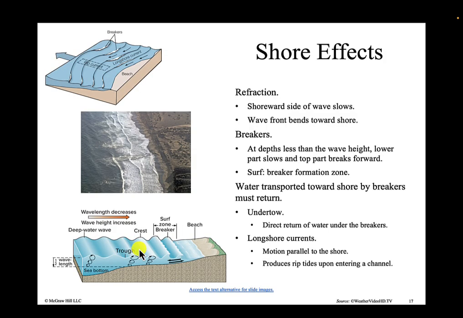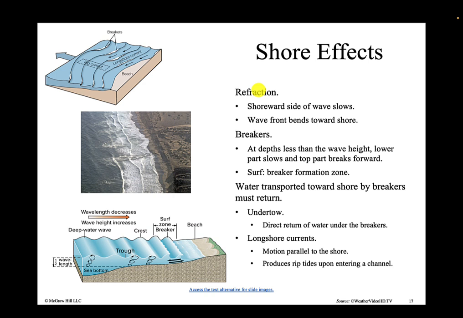When a wave hits the shore, some things can be observed, for instance refraction. Refraction is when the wave crest starts getting closer to the shore. As it gets closer to the shore, the waves become a little slower, slower and slower as they get closer to the shore, and that event we call refraction.